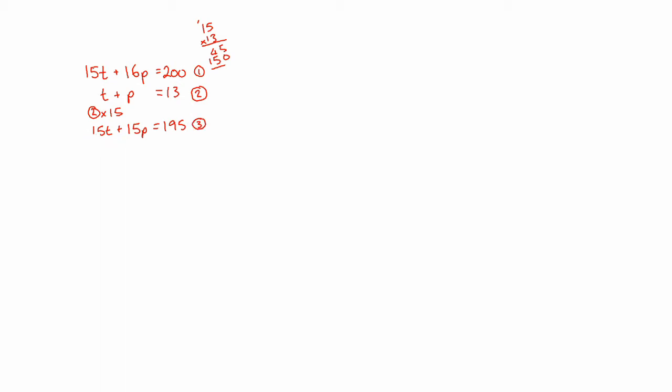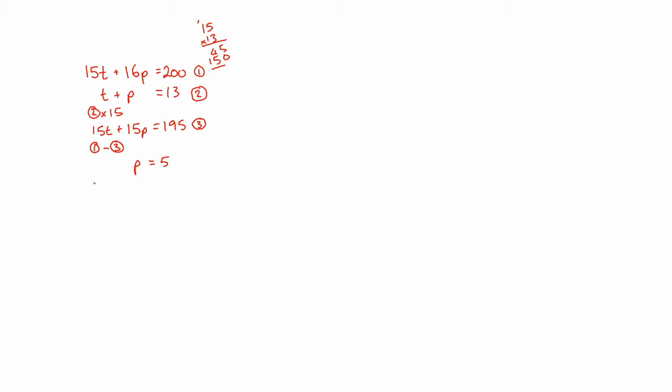So now we have 15t's, 15t's. They're both positive, so I'm going to subtract. We're going to do 1 minus 3 to eliminate the t's. So 15 take away 15 is no more t's. 16 take away 15 leaves us with just a p. And this is nice and easy: 200 take away 195 is 5. So we already know that p, which is the number of hours that Pete does, is 5.